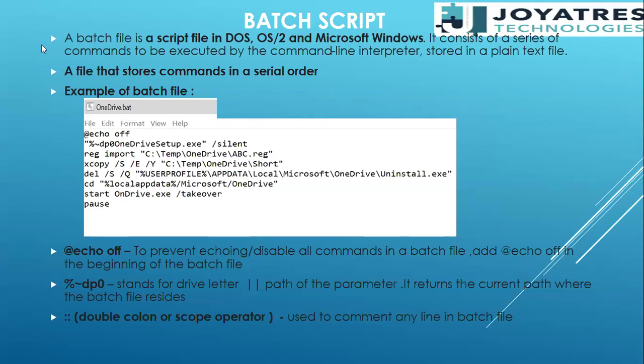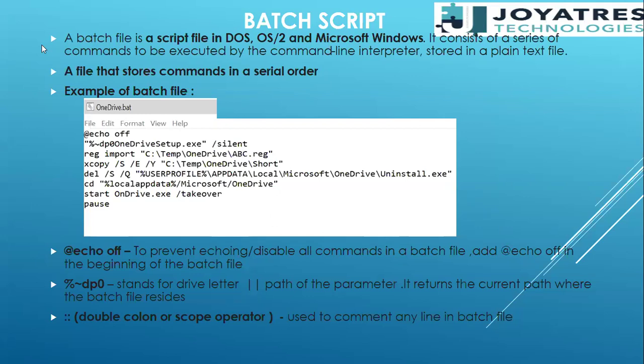So in that particular server, you would have created your application name, and inside that you would have given your setup.exe. But when you are doing the execution via SCCM, how is it going to understand from where it has to install? So %~dp0 will help it find the current location from where the application is going to get installed. So dp0 stands for drive letter, D stands for drive letter, P stands for path of the parameter. So it is going to return the current path where the batch file resides.